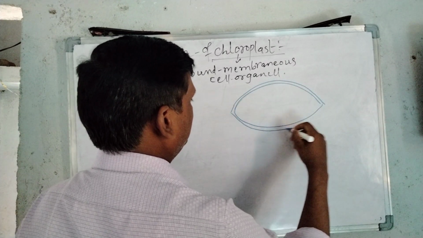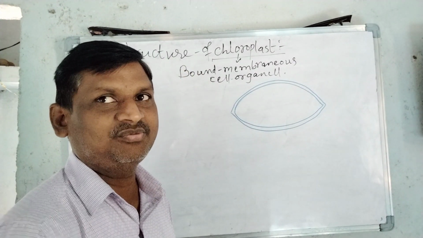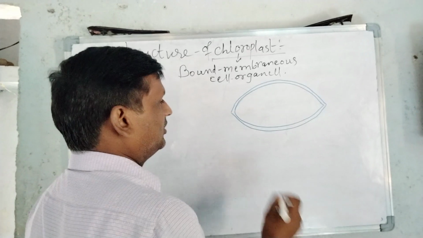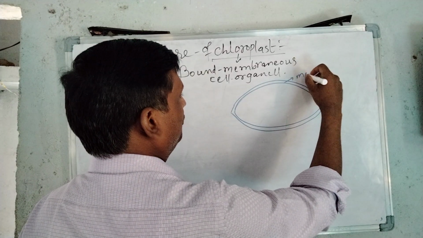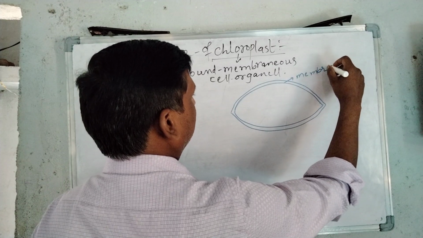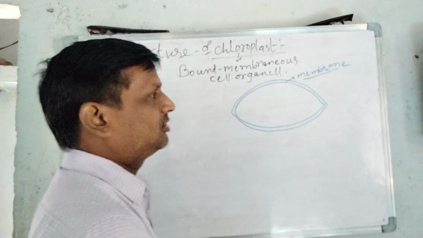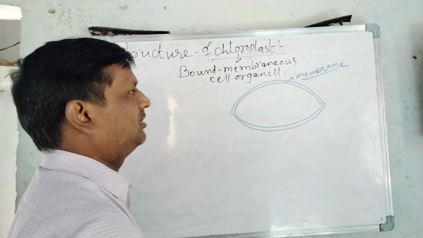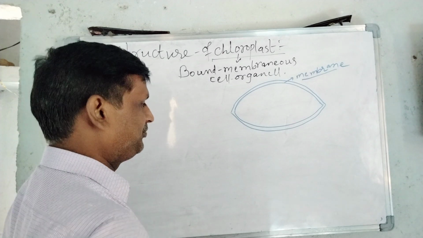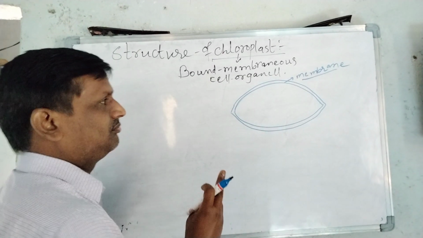Chloroplast is round shaped, disc shaped or oval shaped. Different shapes of chloroplasts are there. Here the chloroplast is surrounded by a two-layered membrane. That's why we call it a bound membranous cell organelle. Next, the chloroplast consists of three major parts.